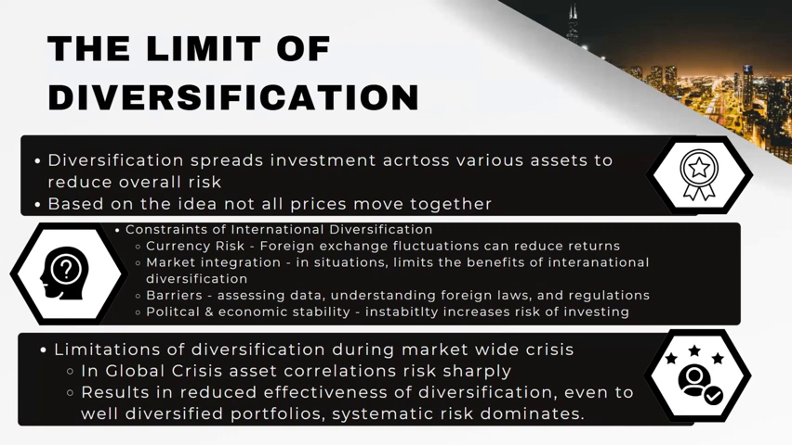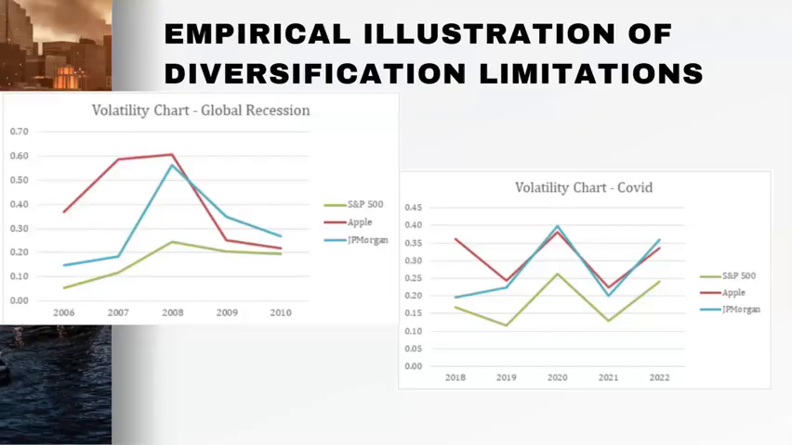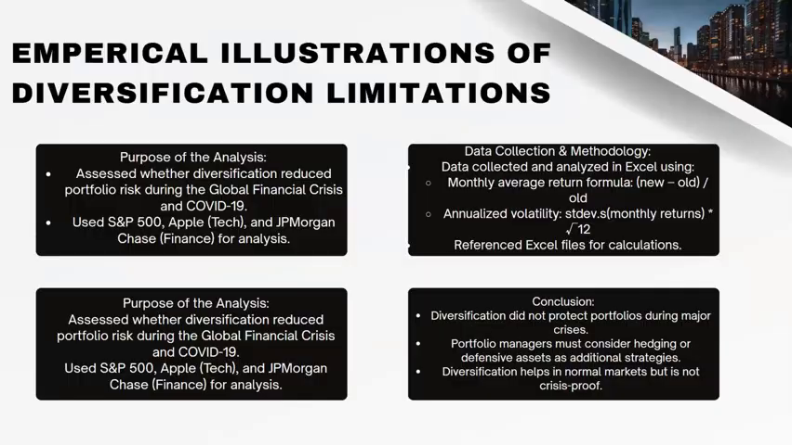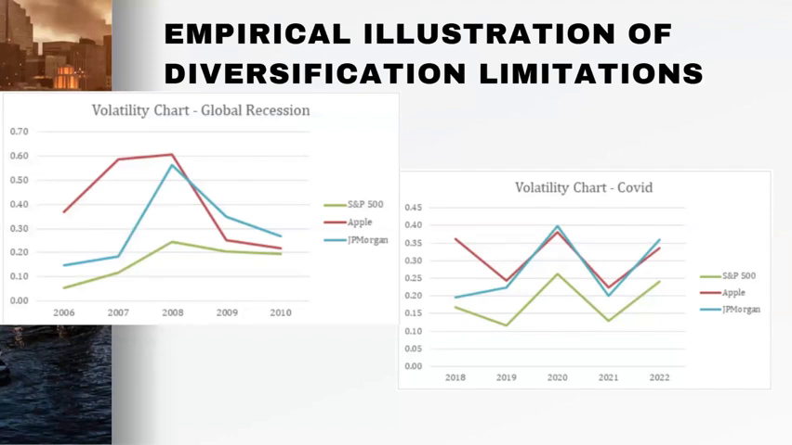Next we have the empirical illustration of diversification limitations. An intro to this: the aim of this section was to examine whether diversification effectively reduced portfolio risk during the global financial crisis and during COVID-19, which we did by using historical return data from a major stock market index. We used the S&P 500 index, and then we selected two other stocks. We used Apple Incorporated and JP Morgan Chase and Company.